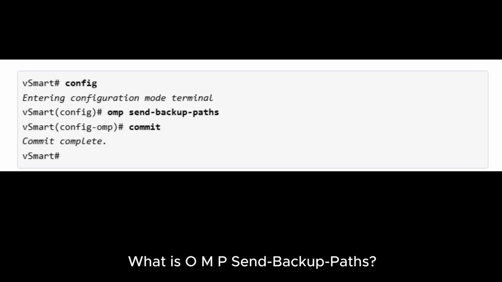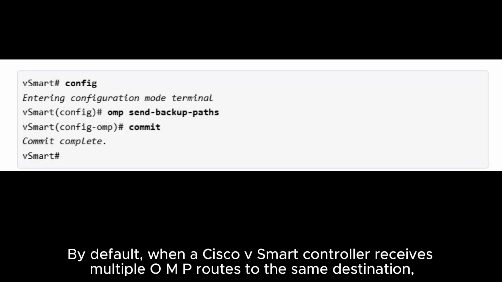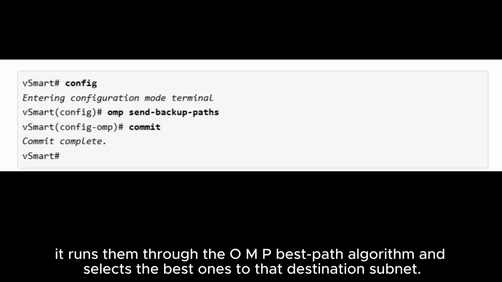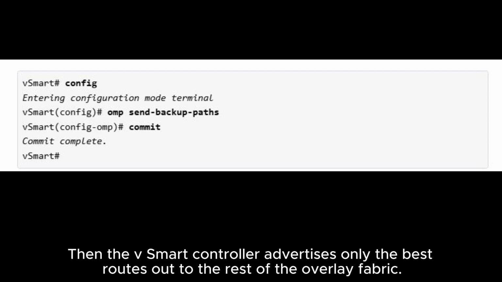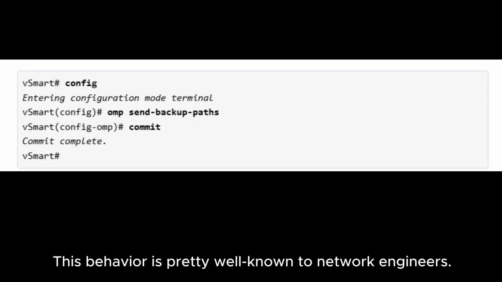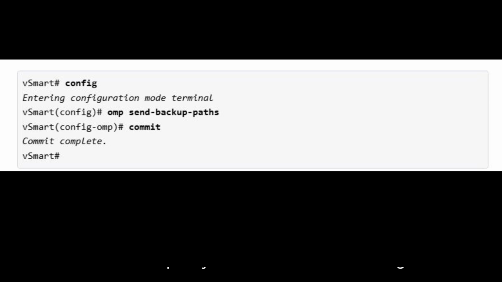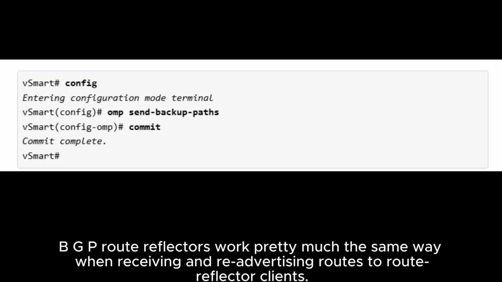What is OMP Send-Backup-Paths? By default, when a Cisco vSmart controller receives multiple OMP routes to the same destination, it runs them through the OMP Best Path algorithm and selects the best ones to that destination subnet. Then the vSmart controller advertises only the best routes out to the rest of the overlay fabric. This behavior is pretty well known to network engineers. BGP route reflectors work pretty much the same way when receiving and advertising routes to route reflector clients.